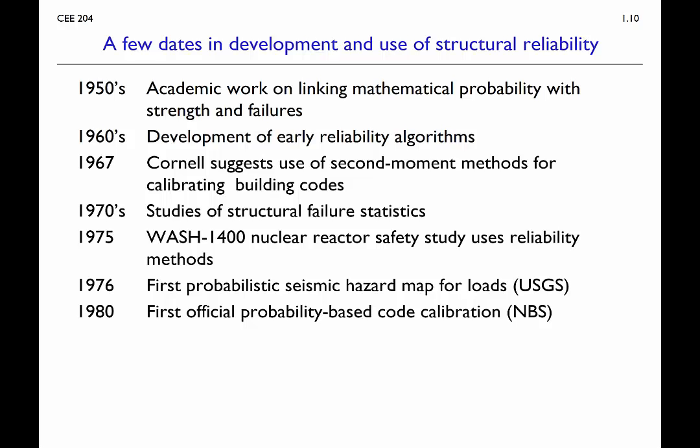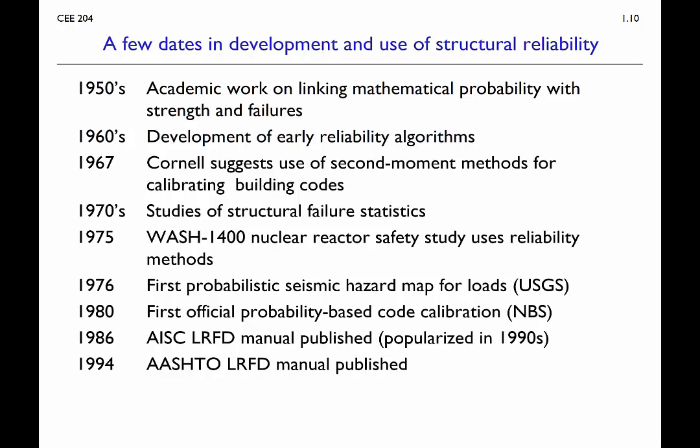Then in 1980, the National Institute of Building Standards released the first building code that was calibrated using these probability-based methods, following Cornell's suggestion. So here we've now converted to this reliability-based building code in 1980.